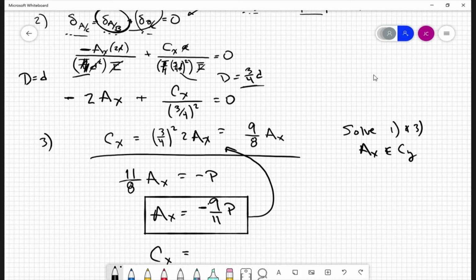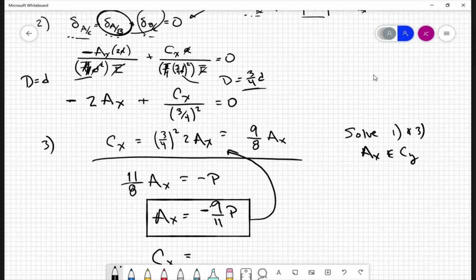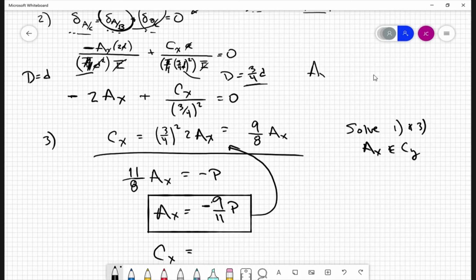Right. I didn't write it, but we got AX plus CX equals minus P. So if I put in 9/8 AX for CX, this is 8/8. I'm sorry, I screwed that up. I'm going too fast. So I get 8/8 plus 9/8, which is 17/8. Okay, and then that's going to give me here AX equals minus 8/17 P.